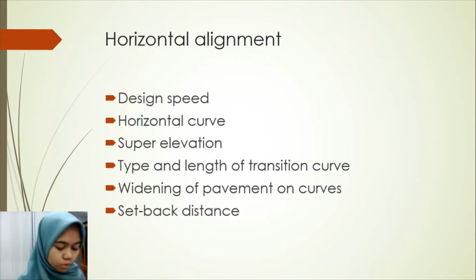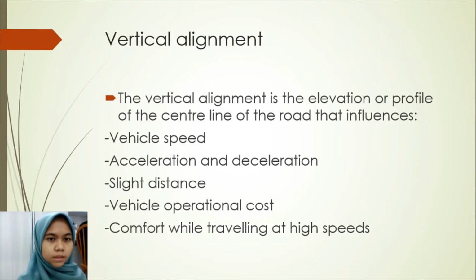So for the horizontal alignments, it's design speed, horizontal curve, superelevation, type and length of transition curve, widening of pavement on curves, and setback distance. And the vertical alignment is the elevation profile of the center line of the road, which influences vehicle speed, acceleration, deceleration, sight distance, vehicle operational cost, and comfort while traveling at high speeds.